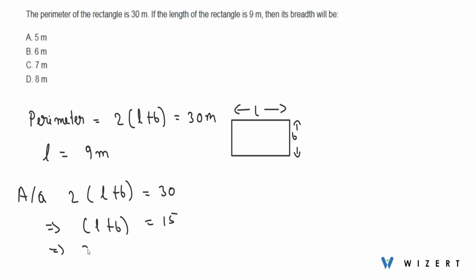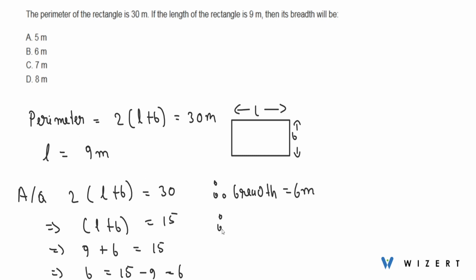Now length is given as 9 meter, so 9 plus b will be equal to 15. B will be equal to 15 minus 9, which is equal to 6. Therefore breadth is equal to 6 meter. Let's check the options. So option B will be the correct answer. Option B is our required correct answer.